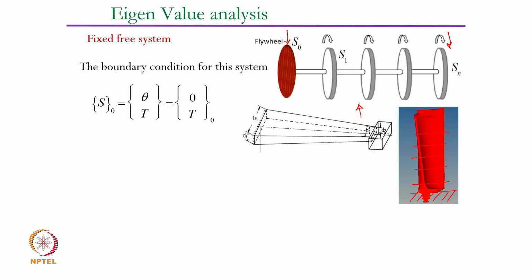So those are called the boundary conditions here in this example. So S0 can be defined in the form of 0 and t. The state variable theta takes the value 0 and t is a non-zero value.